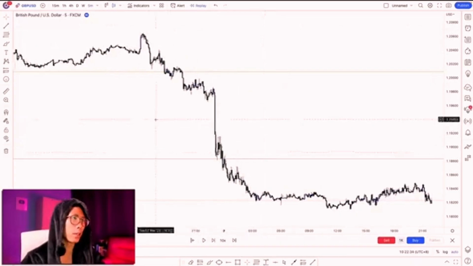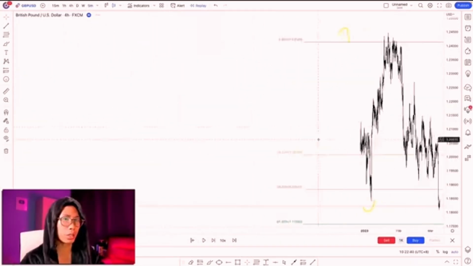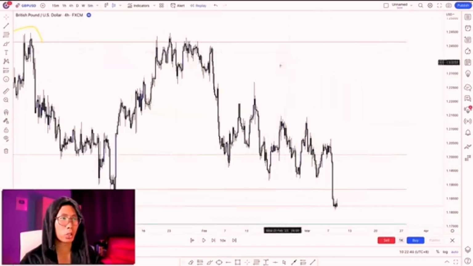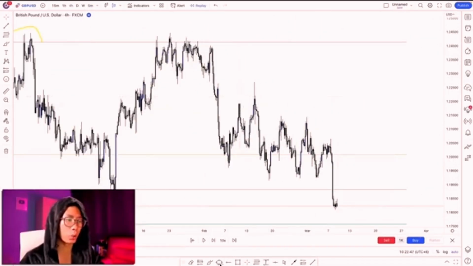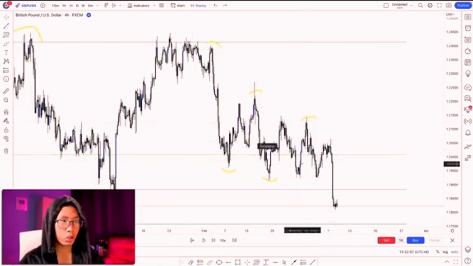How do we know that? Remember, price was just consolidating on the higher time frames like this, and it was creating this little retracement market structure, this downtrend market structure. So this is what we call the internal structure. The internal structure is lower high, lower low, lower high, lower low, lower high, and lower low. So this internal structure is your downtrend, and it's a retracement.